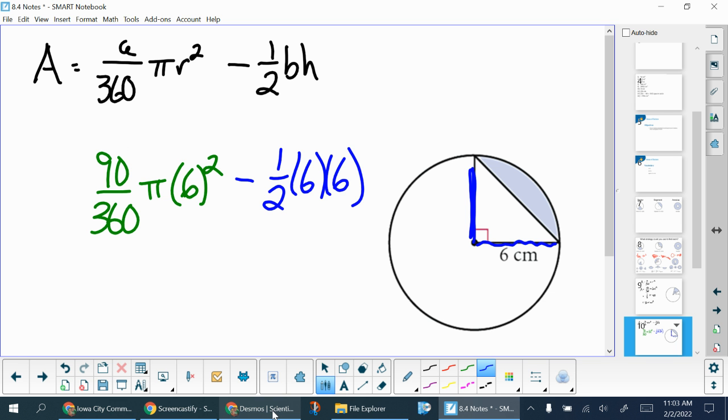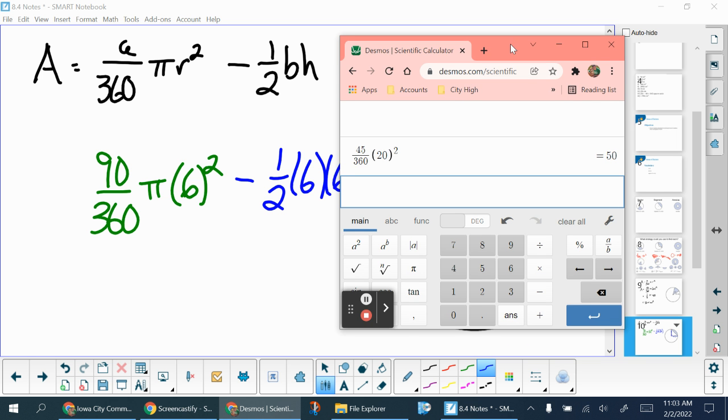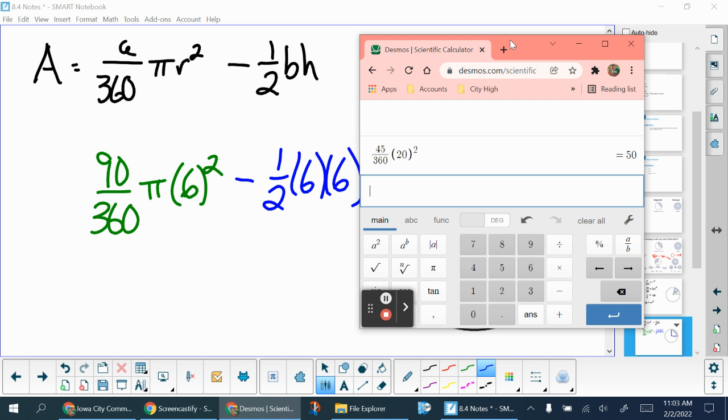On this one, we can just grab, again, a scientific calculator and type it in. You could always simplify by hand. There's nothing wrong with that. But this isn't simplifying class, it's geometry. So use technology. So I'm going to go ahead and type in that first part, 90 over 360 times 6 squared. I've just moved the pi to the end. And so I've got 9 pi.